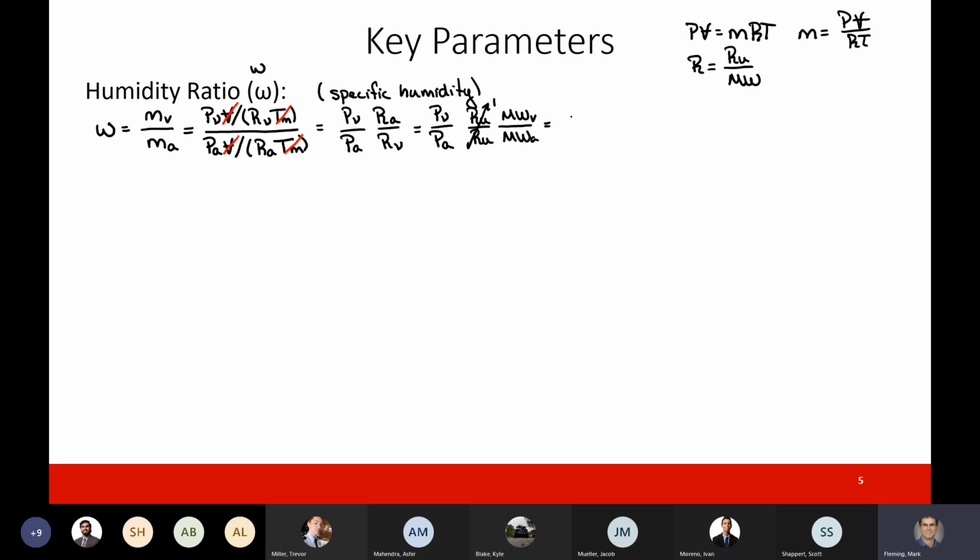To clean this up, what we have now is the molecular weight of the vapor divided by the molecular weight of air, and then the partial pressure of the vapor divided by the partial pressure of the dry air.